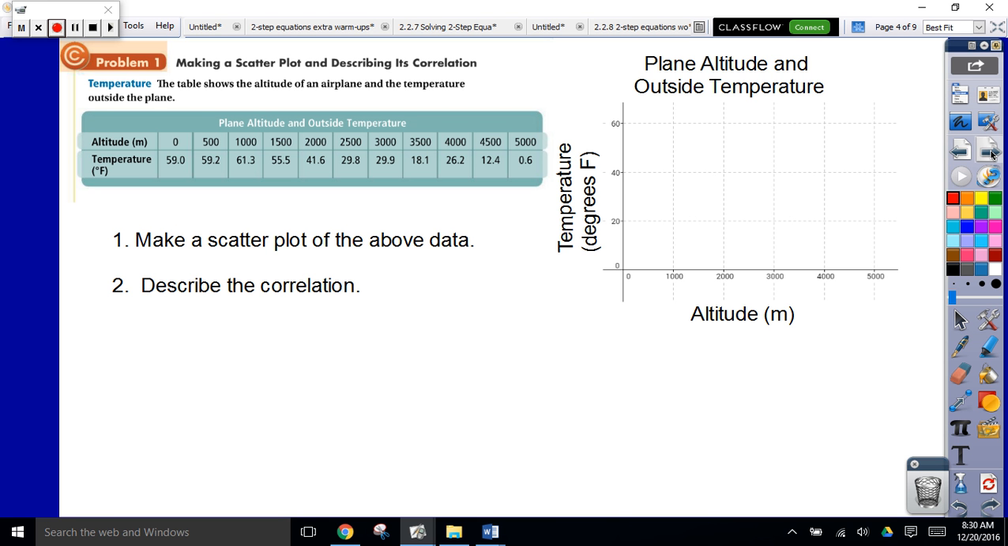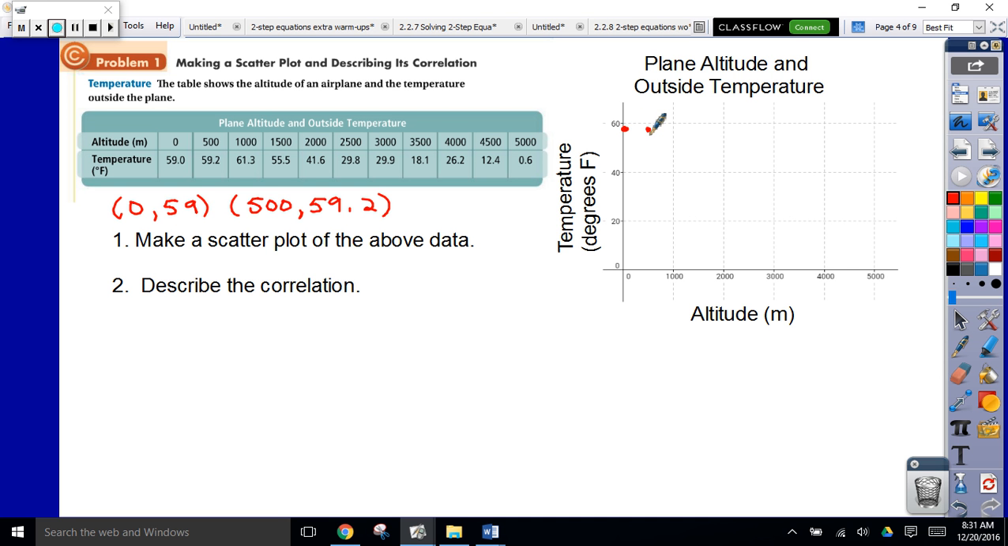So we make a scatter plot by graphing these as coordinate pairs. So our first pair would be 0, 59. Our second pair would be 500, and then 59.2, and et cetera. So our graph is labeled for us. So I'm going to start at 0, and I'm going to go up to 59, let's say right here. Okay, our next point is 500, 59.2. So I'm going to go here, 500 would be about halfway. 59.2 is not going to look a whole lot different than 59 on our graph.